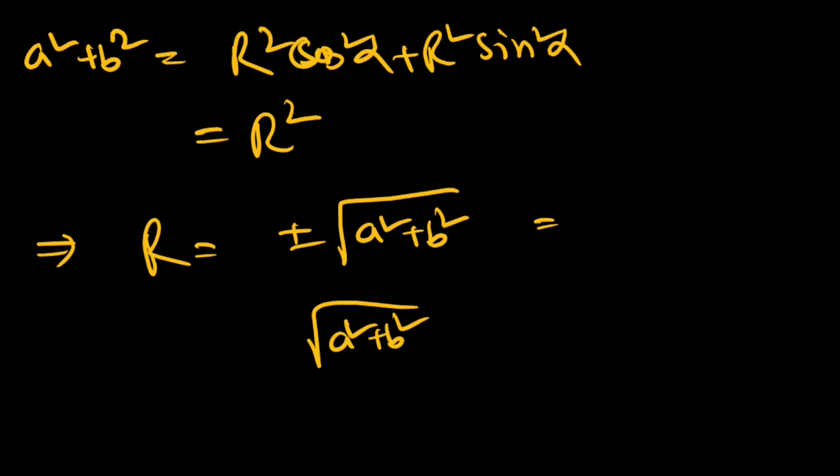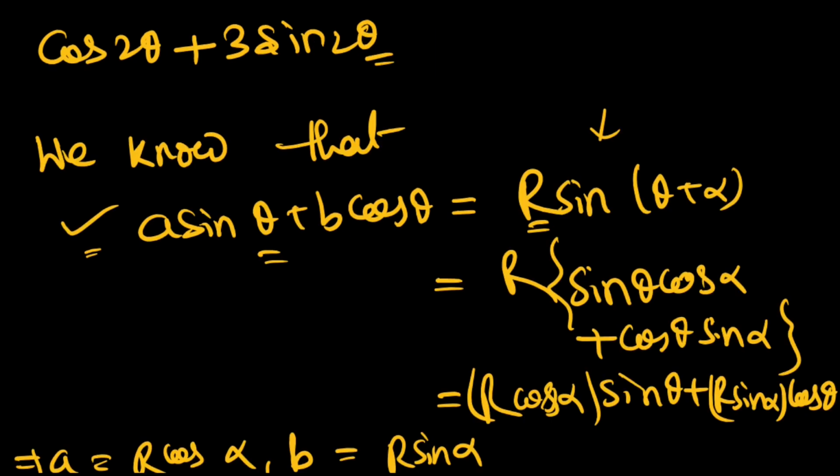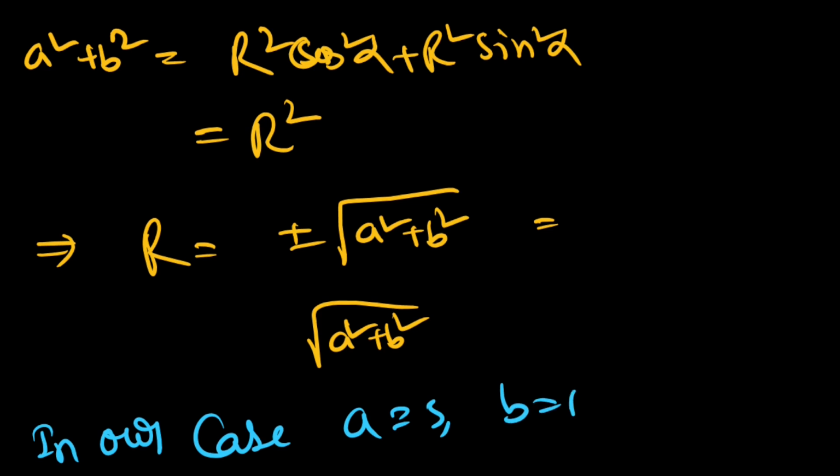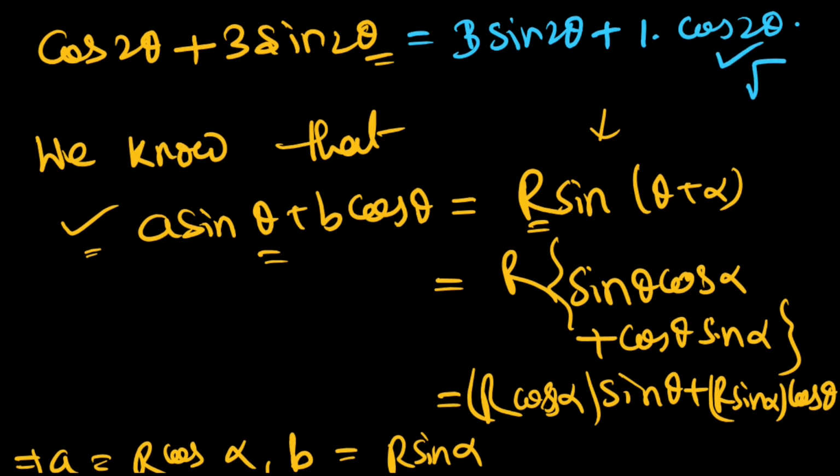So now we compare this. Here theta is replaced by 2 theta, so it is the same type of function. That is a is 3 for sin 2 theta, and b is 1 for cos 2 theta. So in our case a is equal to 3 and b is equal to 1. So r is equal to root under 3 square plus 1 square, that is 9 plus 1. Therefore r is root under 10. So this maximum value is root under 10.